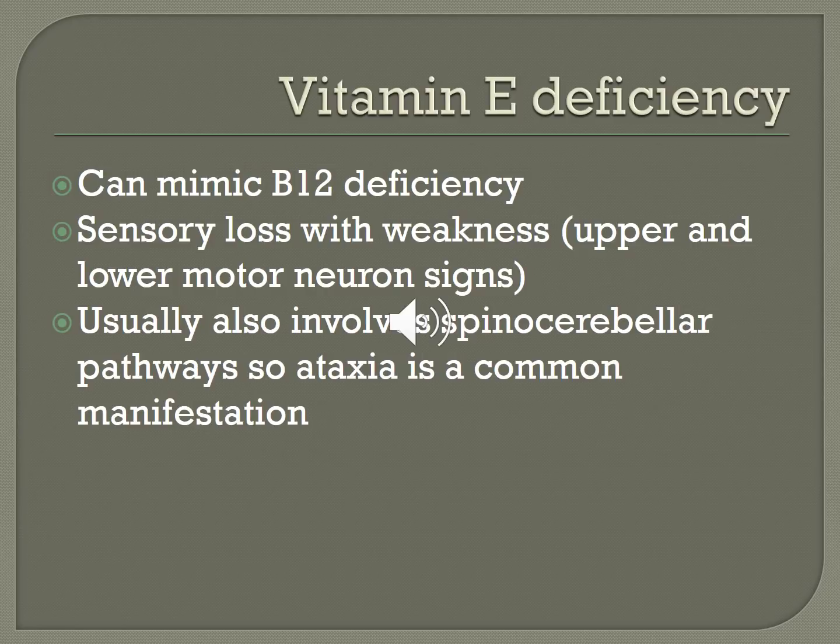So vitamin E deficiency can also mimic B12 deficiency. You'll have the sensory loss with weakness. However, with vitamin E deficiency, you'll also involve the spinocerebellar pathways. So ataxia is a common manifestation. And ataxia just means poor coordination. So these patients will have balance problems and coordination issues with their hands. We'll talk a little bit more about ataxia when we get to the vestibular lectures.